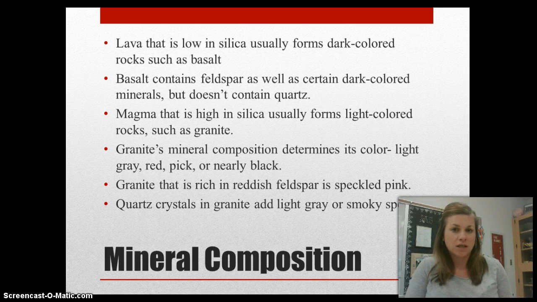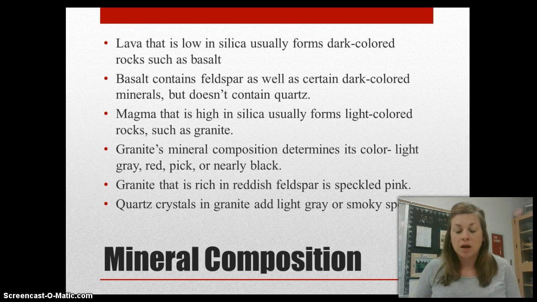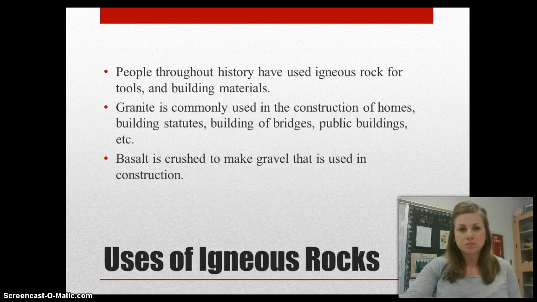Your parents might have a granite countertop, and if you look at it, it might be speckled, and you can actually see the different types of minerals in it. So the color is based on the types of minerals. Granite that is rich in reddish feldspar is going to be speckled pink, so you get your pink granites. Granite comes in a variety of colors because of where it was made and what minerals are in it. Quartz crystals in granite add light gray and smoky speckles to it. You can actually see the different pieces of the minerals within it, and it's a very smooth and shiny surface.